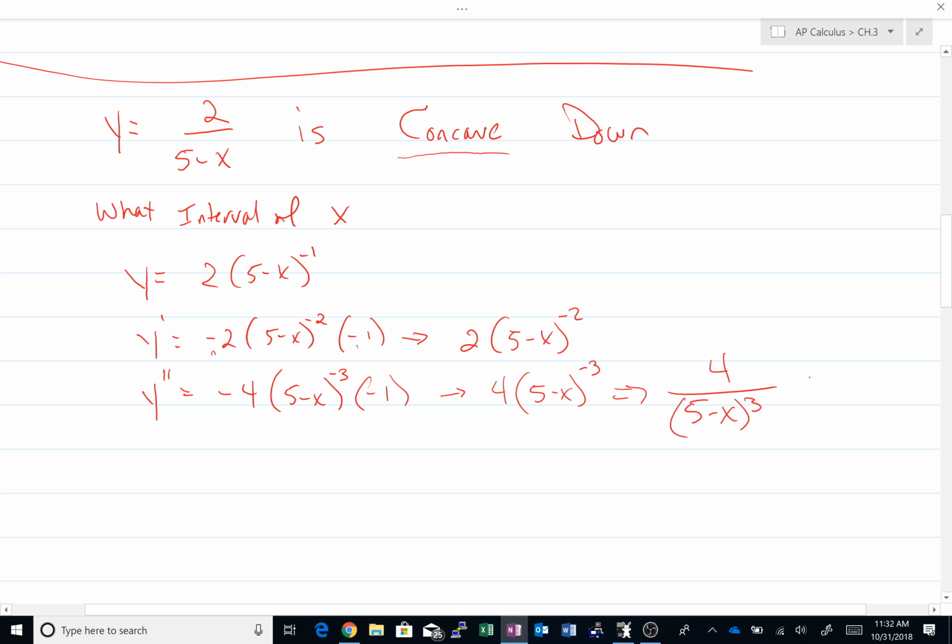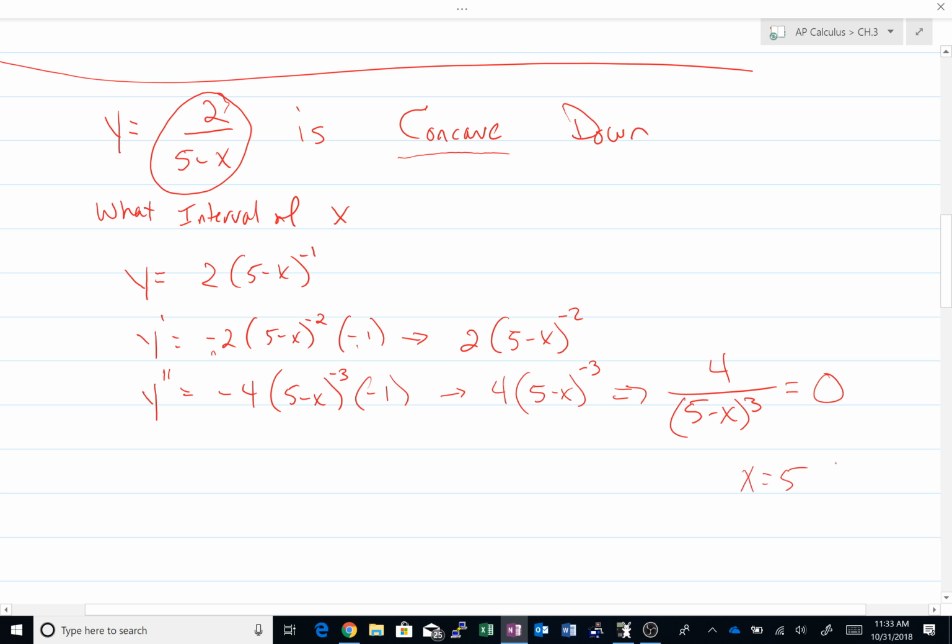There's a vertical asymptote at... Yep, we determined that from the original. Where is the original undefined? At x equals 5. All right, now we'll look at the second derivative and set it equal to 0. It can't be solved, right? Because the numerator is constant, so there's no way it could be 0. Therefore, the other way we can determine a possible point of inflection is where it's undefined. And in this case, it is undefined at x equals 5.